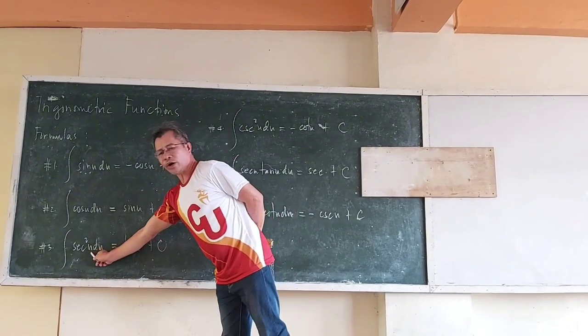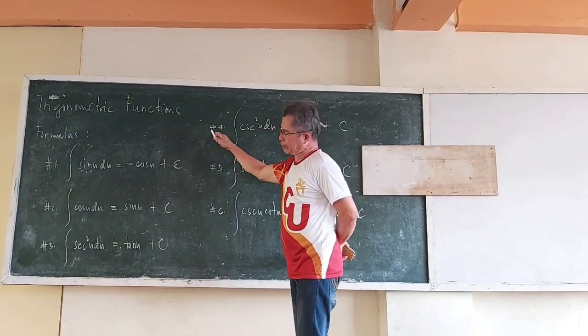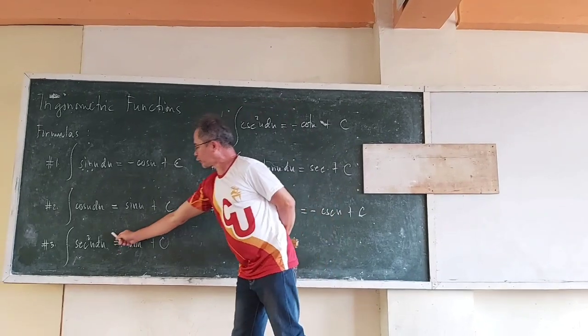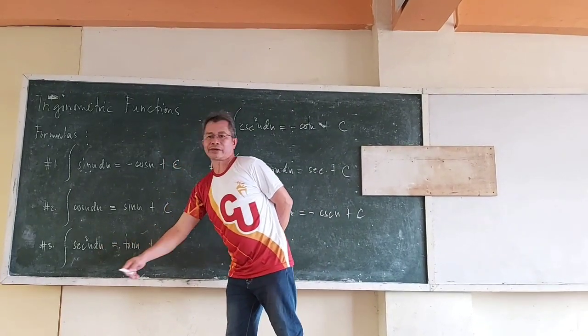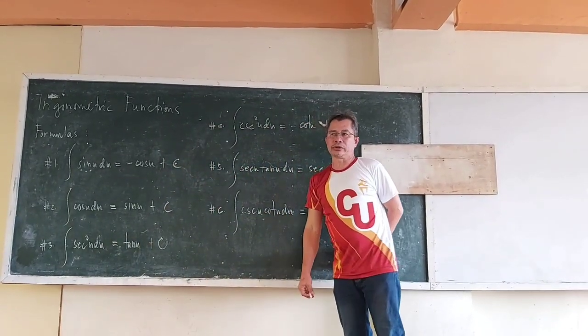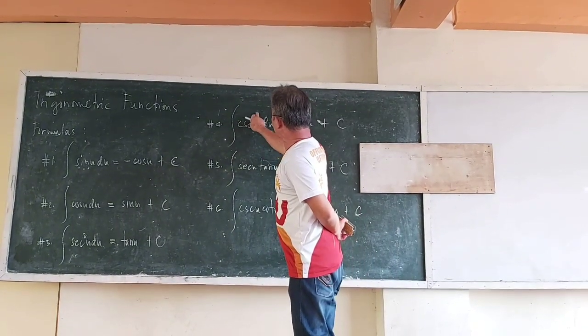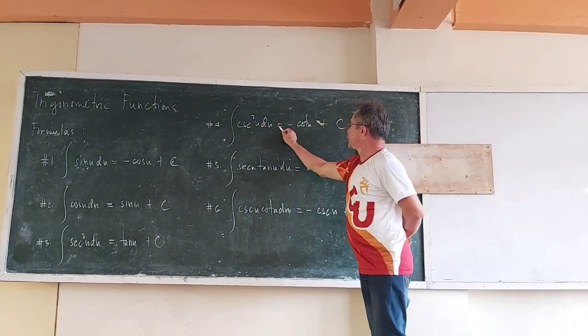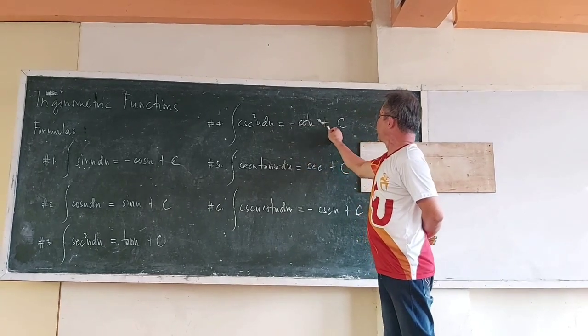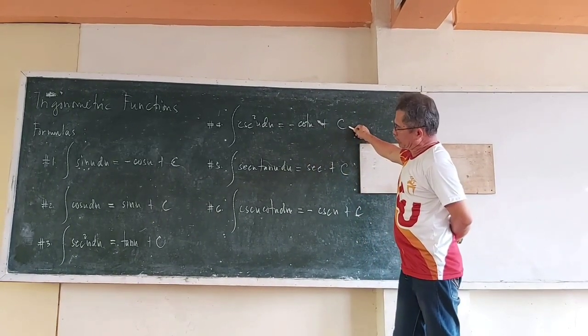The same, all you have to do with the 6 trigonometric formulas, you just conform the u with the du. If there are some insertions, then you are going to insert. So number 4, integral of cosecant squared u du. The answer here is negative cotangent u plus constant c.